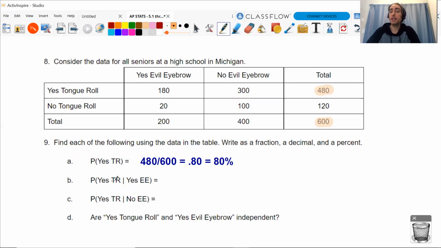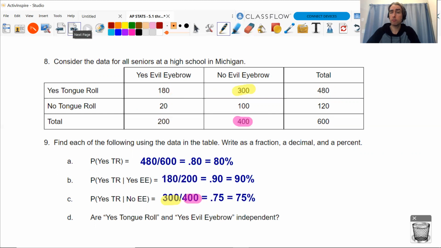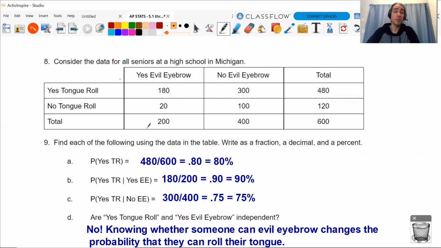What about yes TR given yes evil eyebrow? Well, evil eyebrows are here, so it's going to be 180 out of 200, 90%. Yes tongue roll given no evil eyebrow, 300 out of 400, 75%. Notice those are different, so that means they're not going to be independent. Knowing whether someone can evil eyebrow changes those probabilities.